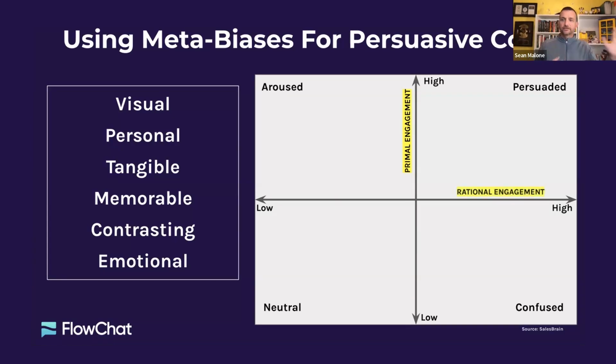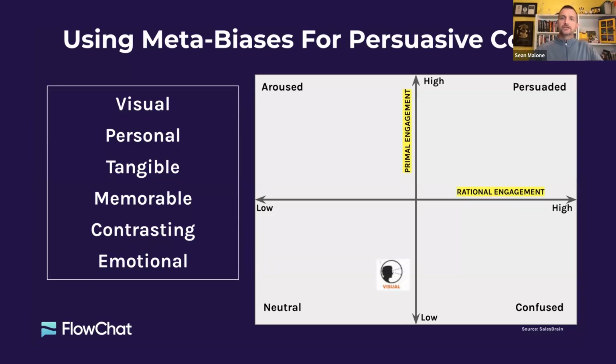And then moving left to right or right to left, you have the rational brain. So that means you can either be neutral, or you can become confused, or you can be aroused, or you can become persuaded, depending on the level. So this is how it works. This is the order that gets somebody 100% persuaded. And then guess what? I'm going to give you a scorecard for you guys on everything that you're doing.